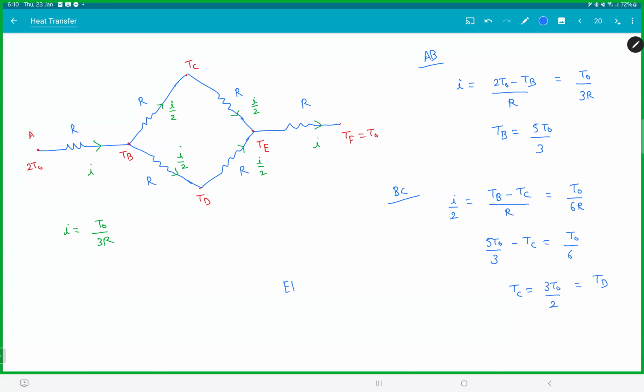Then you can do for EF. I is equal to TE minus TF by R is equal to T naught by 3R. We get temperature TE is equal to 4 T naught by 3. Check.